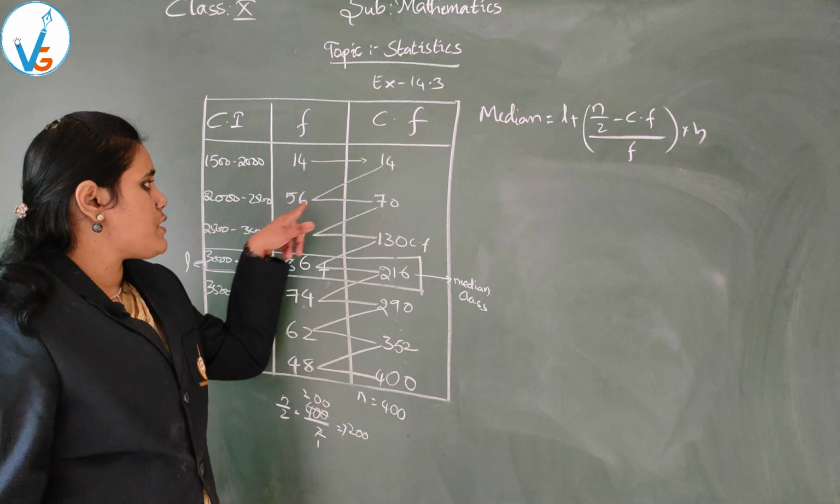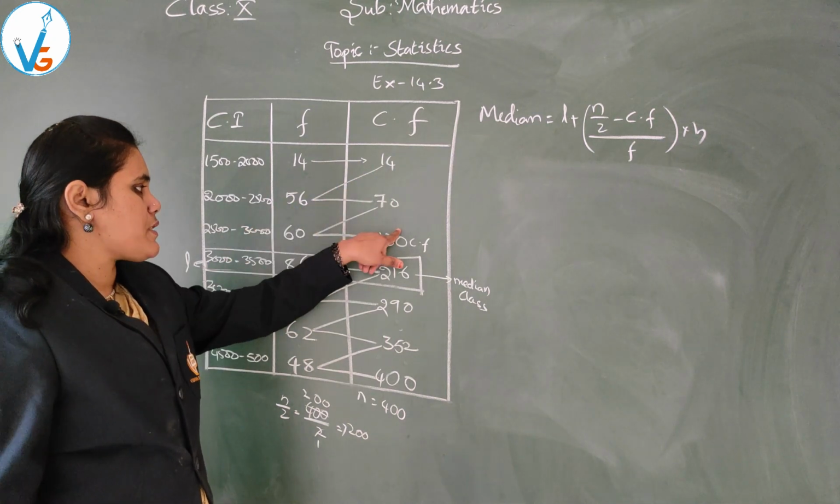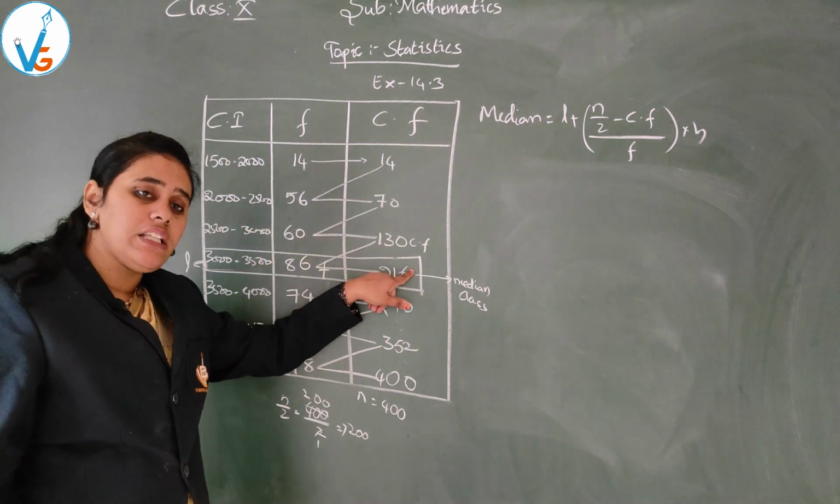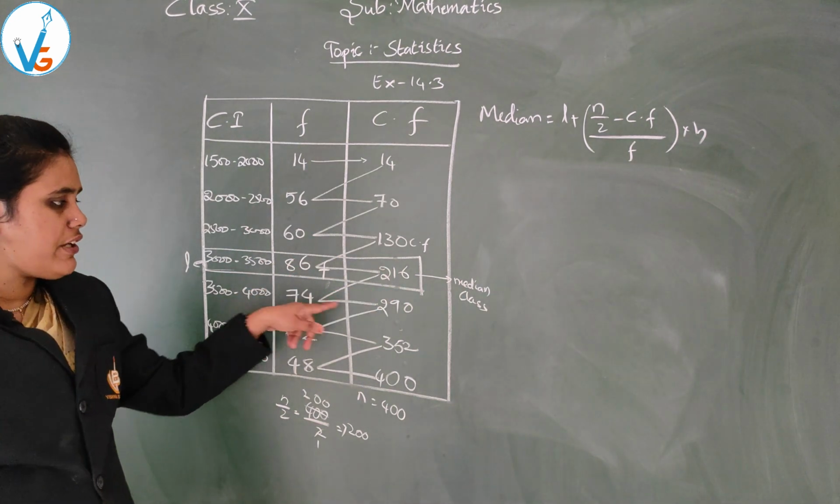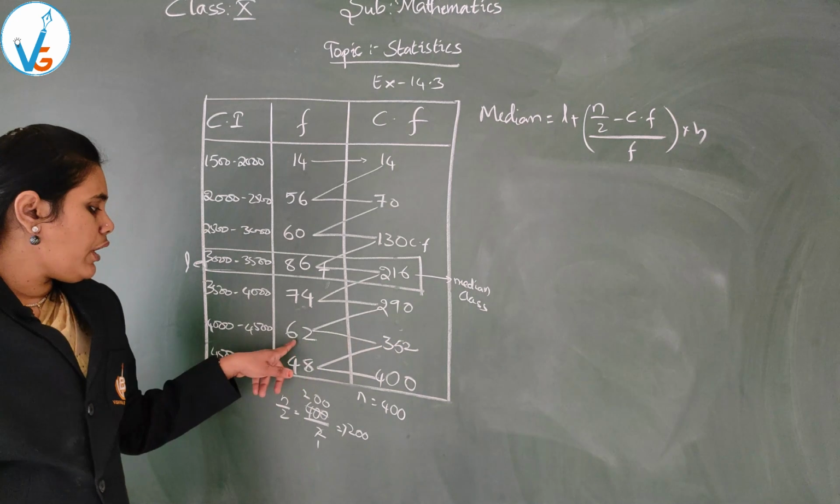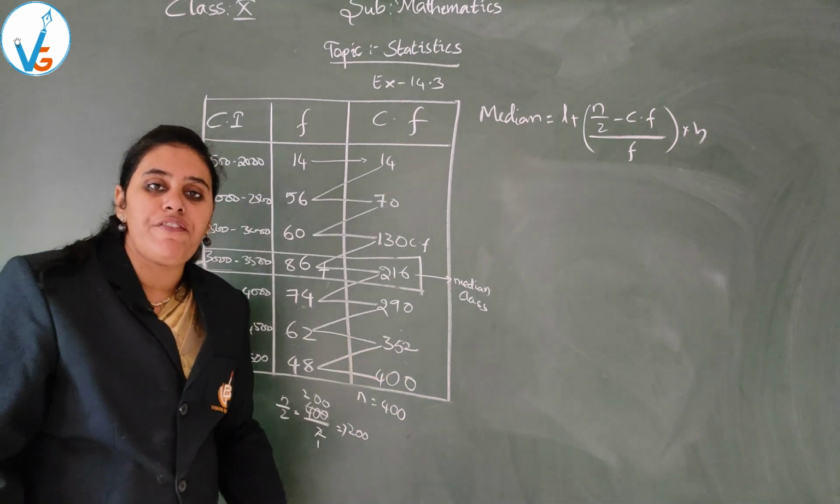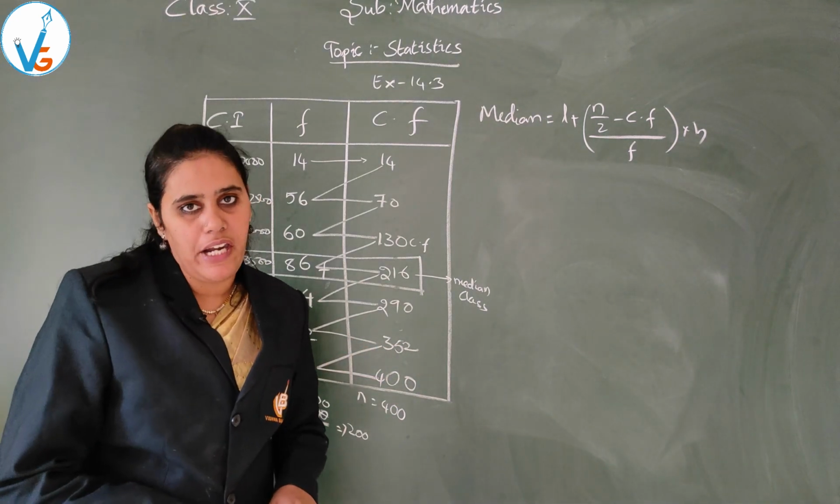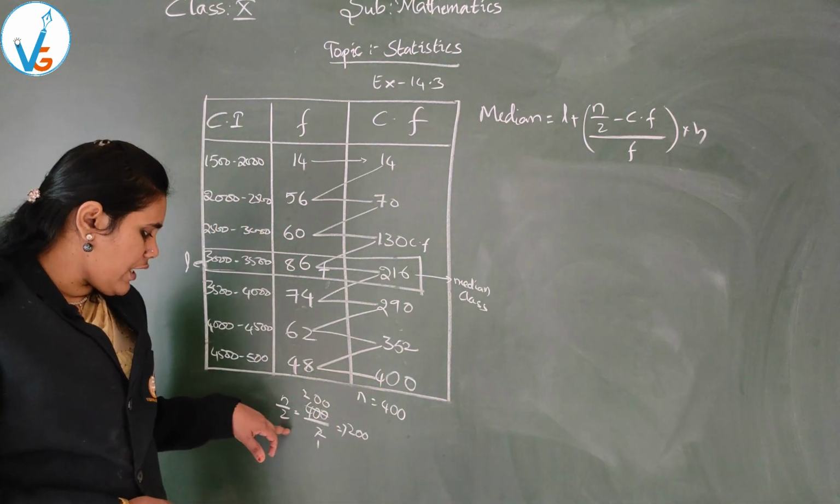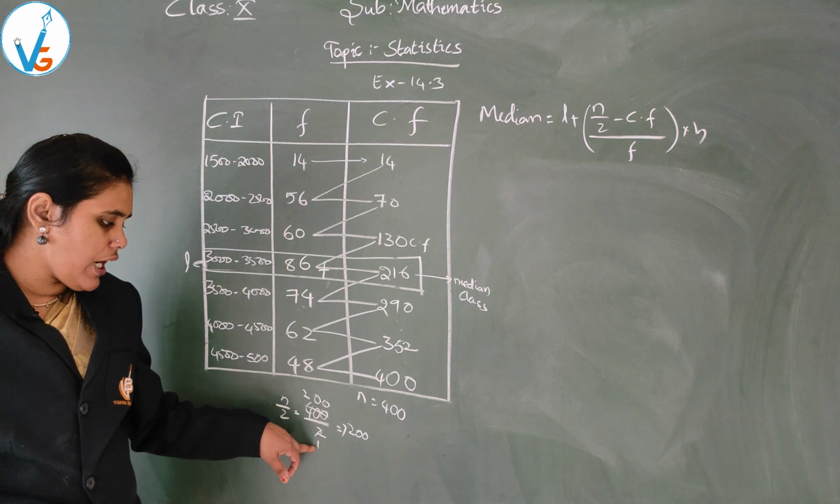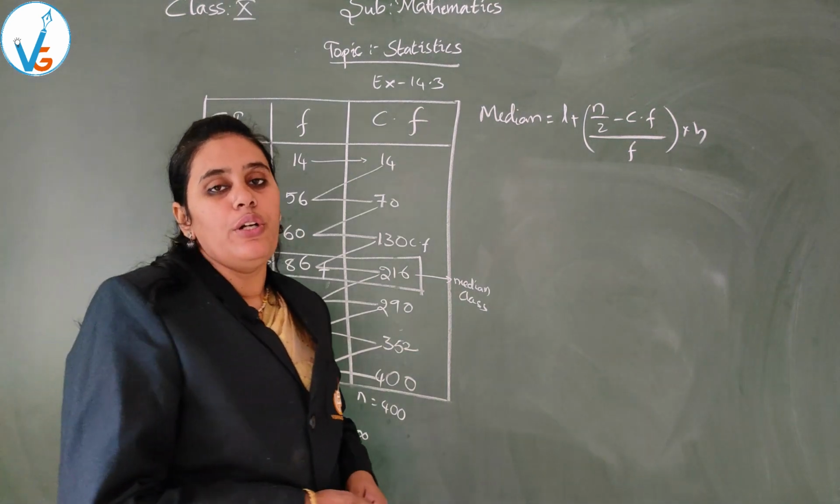Cumulative frequency: 14, 14 plus 56 will become 70, 70 plus 60 will become 130, 130 plus 86 will become 216, 216 plus 74 will be 290, 290 plus 62 will be 352, 352 plus 48 will become 400. Okay. Next, here what is the value of n? n is 400. You have to do n by 2, which is 400 by 2, which is equal to 200.